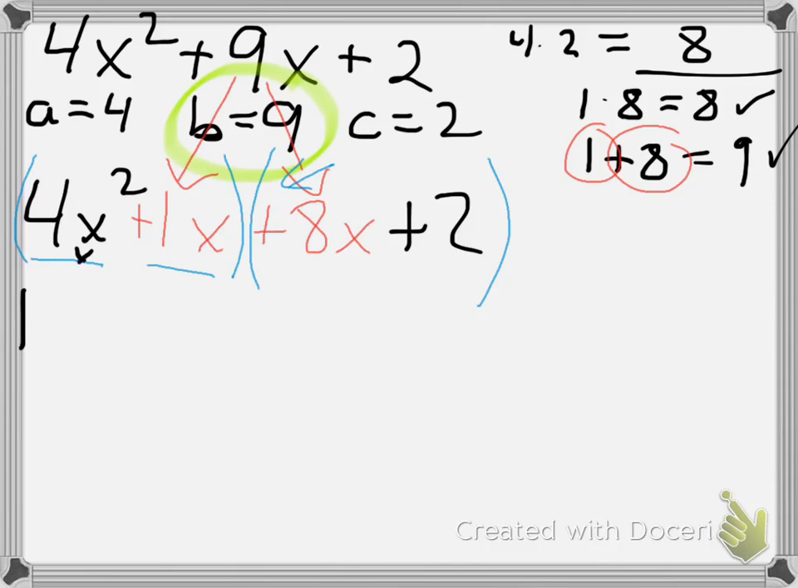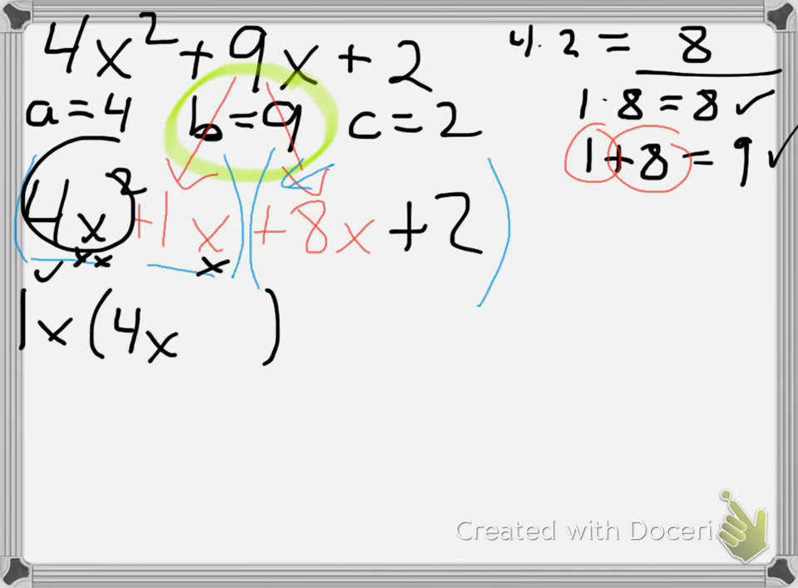Well, the only common number factor is 1. And this has x times x, and this has x, so I can take an x out. And when I do that, 4x squared divided by 1x is going to be 4x. Then 1x divided by 1x is just 1. So that's our first parenthesis with the greatest common factor taken out, which happens to really just be x. Okay, then we've got that plus sign right here, and we have to bring that down.